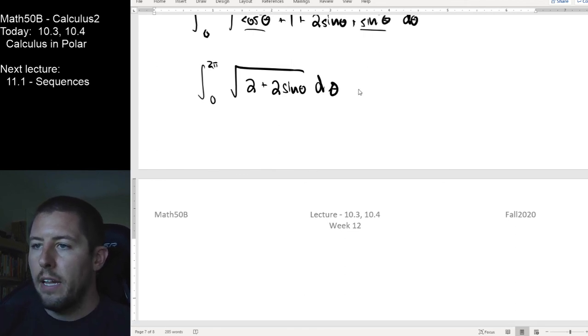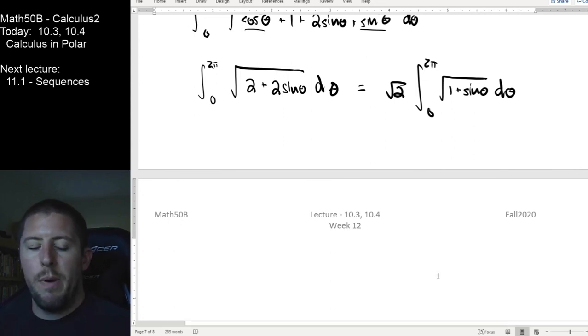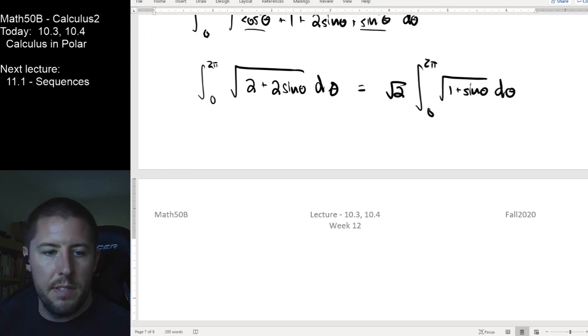So the one thing I can at least see is that there's at least a square root of 2 that I can factor out from this thing to give me 1 plus sine theta underneath the square root here. So let's go ahead and see a little sneaky technique we can do for this one. My problem here is that I don't really have a 1 plus sine theta that becomes the square of something.